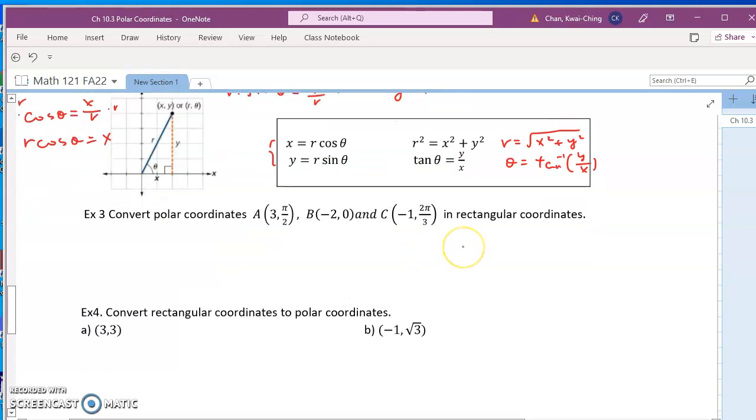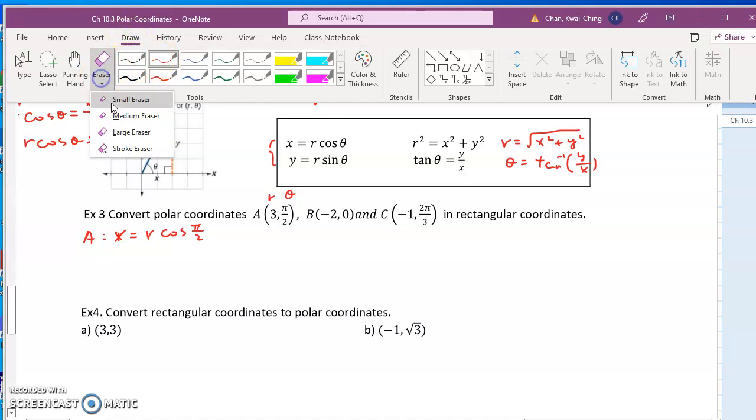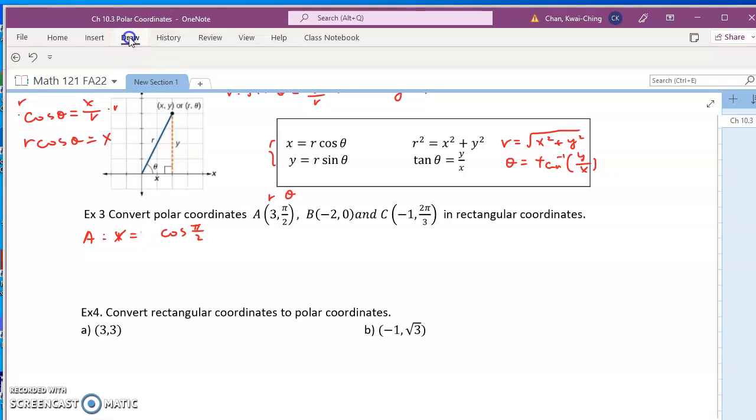Okay, so let's do an example on how to convert. This is the polar coordinate. The first number is r. The second is the angle, right? So I want to find the position in rectangular coordinates. First, I need x, right? x is r cosine theta, with theta equal to pi over 2. r is actually 3, so I'm going to just write 3.